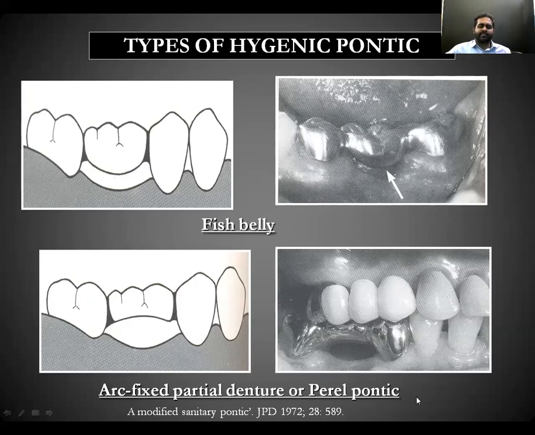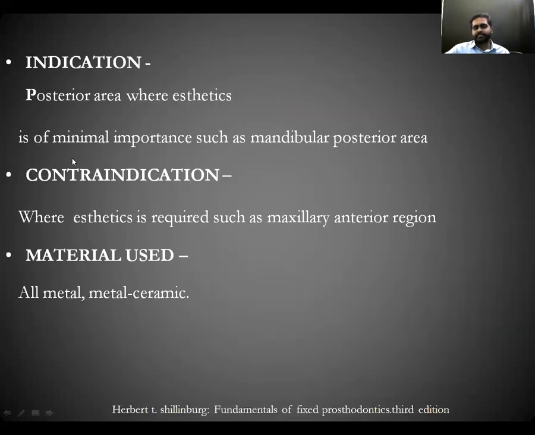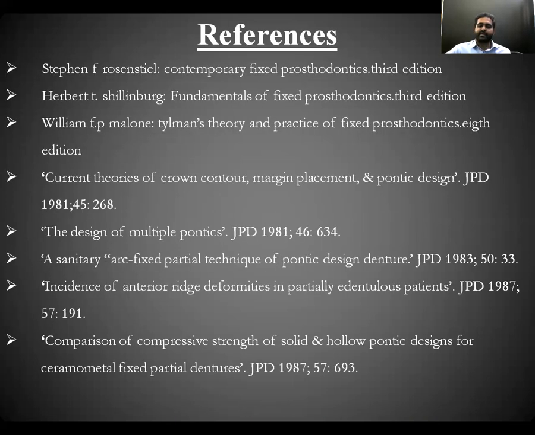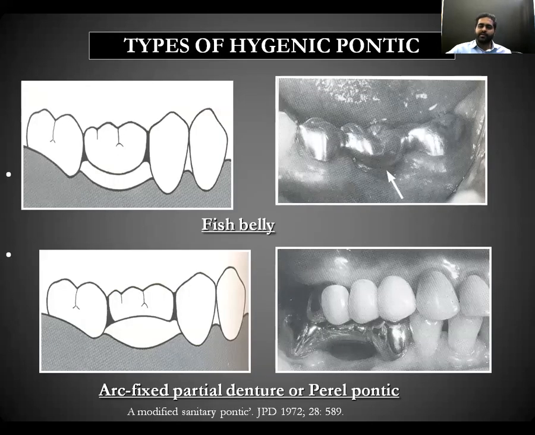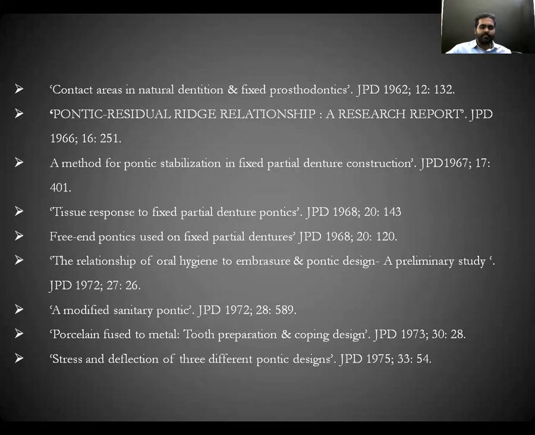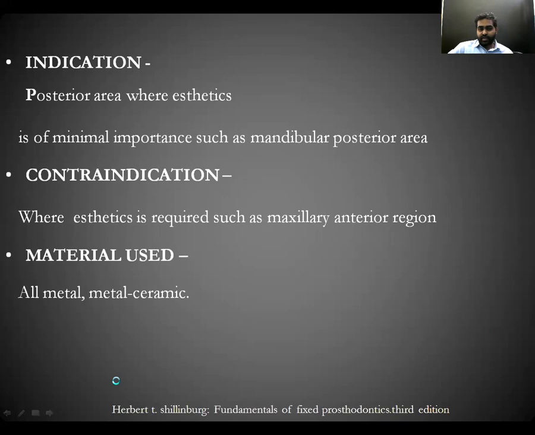It will be asked various times in the SAQs in your university exams. So the indications: it is indicated in the posterior area with minimal aesthetics. Contraindication: the anterior region is always contraindicated. Materials can be all metal and metal ceramic. So this concludes your topic. For reading this, you can go for the Rosenstiel book. It is very nicely given in that book. Okay. So basically, it will come as a SAQ only, not LAQ.